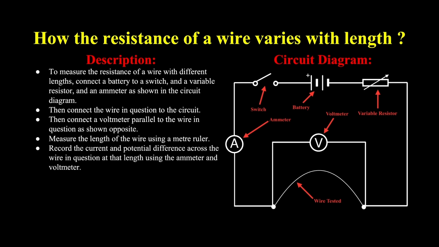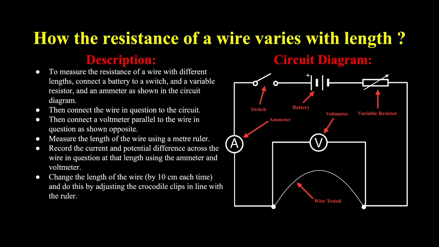Then you record the current and the potential difference across the wire in question at that length of wire being used, using the ammeter and the voltmeter. Now change the length of the wire by 10 centimeters, and do this by adjusting the crocodile clips in line with the ruler, so as to make sure you don't go over or below 10 centimeters. Record the current and the potential difference again.